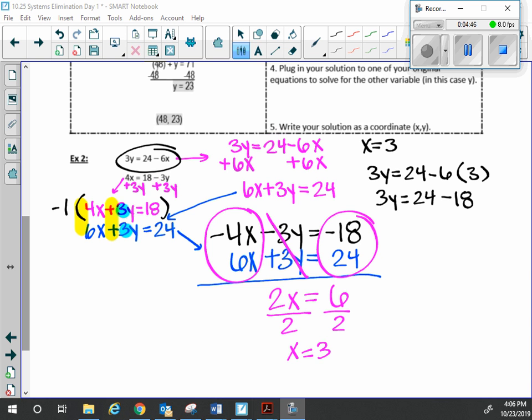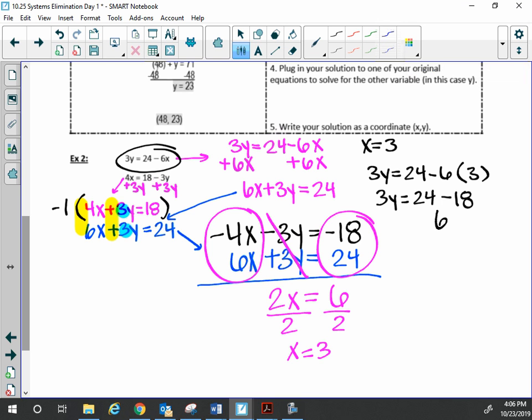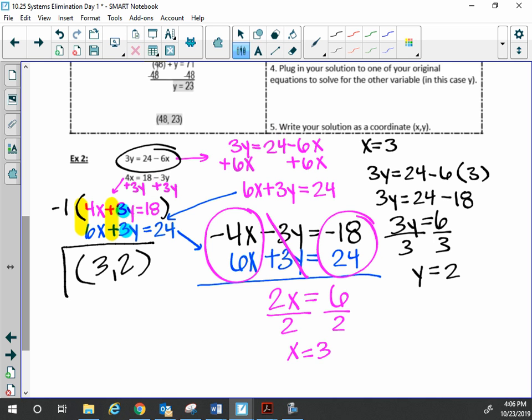Okay. So obviously no bus riders are being released right now, but let's just continue. 24 minus 18 would give us 6. 3y equals 6. So y is 2. So your solution is 3, 2. So a lot of work, but we got there.